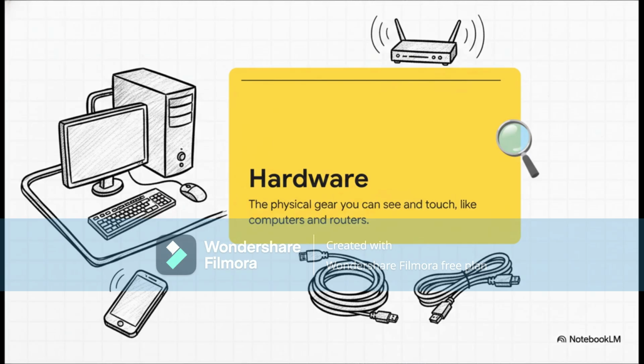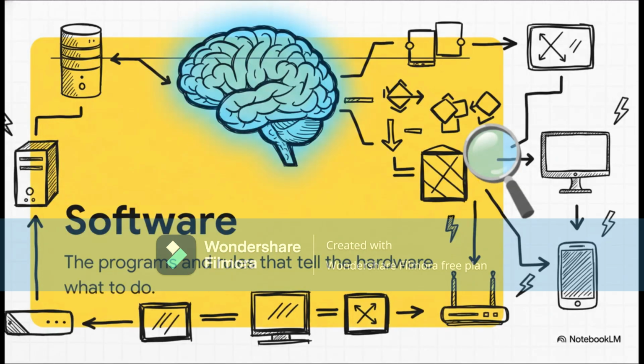First up, hardware. This is all the physical stuff, the gear you can actually see and touch. We're talking about your computer, your phone, all the cables, and that blinking router sitting in the corner of your room. Next up, we have software. Now, if the hardware is the body of the network, then the software is definitely the brain. These are all the programs and these special sets of rules, we call them protocols, that tell all that physical hardware exactly what to do.